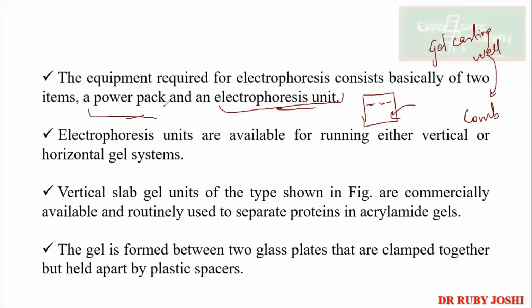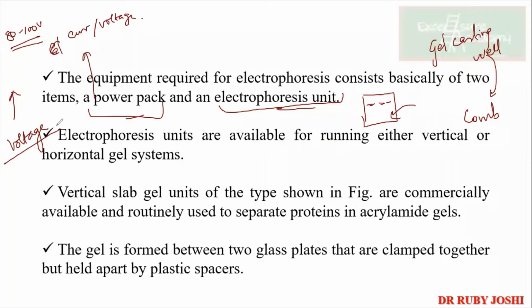Now what is the power pack unit? It is where you are going to control the current and the voltage. Okay. So what we do in the case of agarose electrophoresis is run the machine at around 80 to 100 volts. Now tell me what will happen if I increase the voltage? If I increase the voltage more, what will happen? Yes? The samples move faster. Okay, yes, that is one reason.